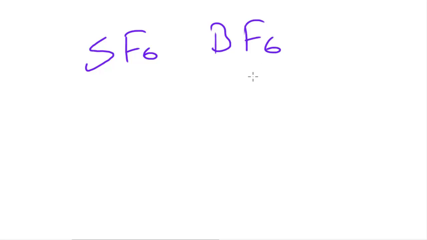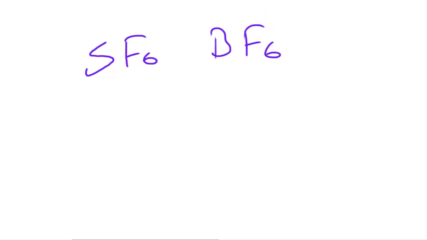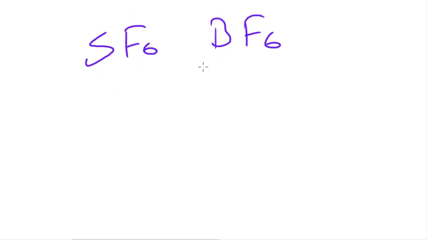In this video, I'm going to be looking at the underlying concept behind SF6 and BF6 forming the structure that they do, forming the molecule that they do. And if you see my last video, I said that these two don't exactly follow the octet rule, which the other ones seem to follow. Now, there's a lot more molecules that actually don't follow the octet rule, and the reasons for this are to do with increased stability, which I'm going to explain in this video.